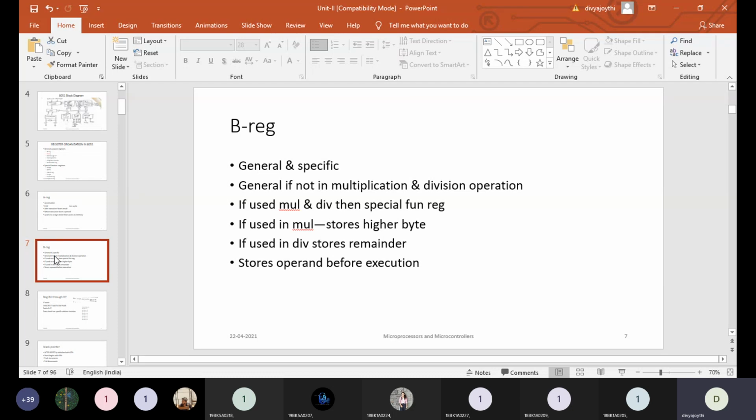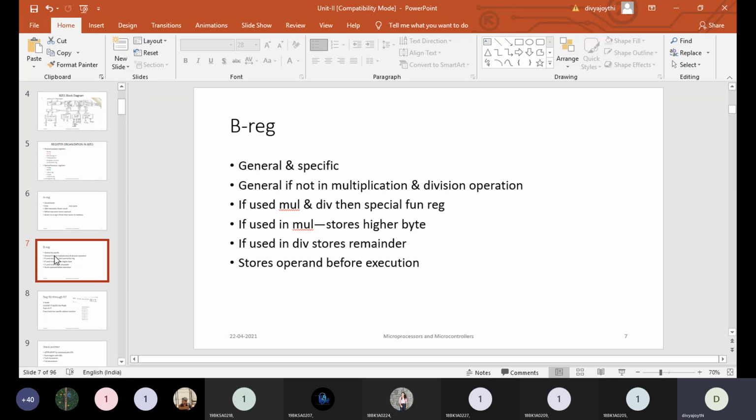Generally, whenever we are performing the division operation, our concentration will be on the quotient only. We are not bothered about the remainder. Here the remainder is also stored in the B register only. The quotient will be stored in the accumulator by default if you are not specifying any register, and the remainder will by default be stored in the B register. So this is all about the B register.